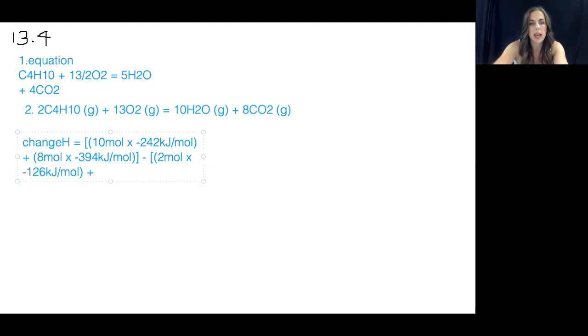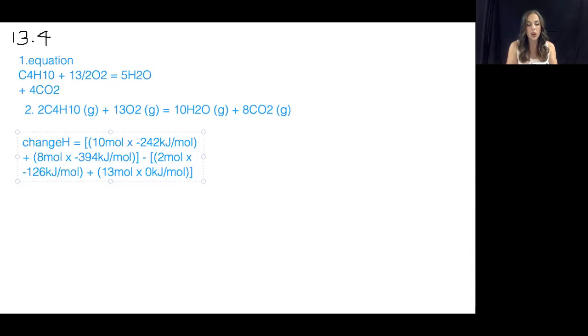Plus, we got to add it to our other reactant, 13 moles. And then we know O2 is just 0 because it's in its elemental form, okay? So now I have everything written out, and I'm just going to plug it in the calculator. I'm going to walk you through how to plug it in. Hopefully you're following along.